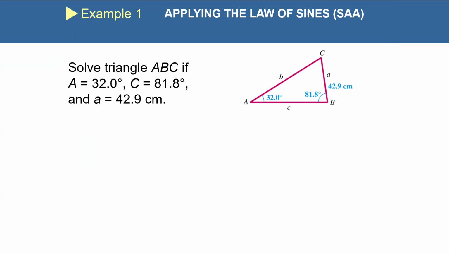Cool. All right, so the first thing you want to do is, anytime they give you information about a triangle, you want to draw and label that triangle accordingly. So it says you have triangle ABC. For triangle ABC, angle A is 32 degrees, angle C is 81.81 degrees, and angle A equals 42.9. When it says to solve a triangle, that means you're looking for all missing pieces. So what is missing for us?